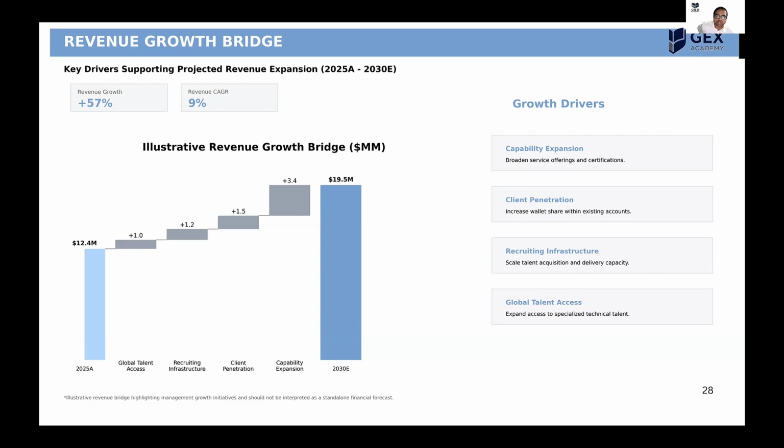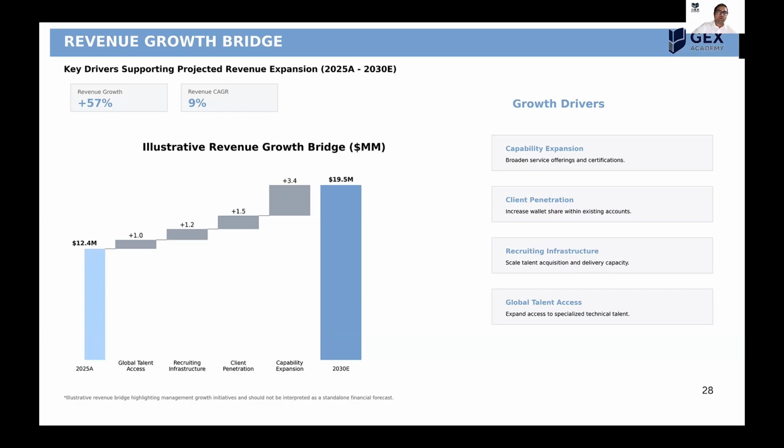So next, we talk about global talent access, which is the final growth driver. Management believes broader access to international technical talent can increase delivery capacity, but also improve flexibility in how client engagements are staffed. Beyond simply reducing labor constraints, global talent access may also enable the company to pursue larger projects and support a wider range of client requirements, right? So this initiative is intended to expand both capacity and competitiveness, right?